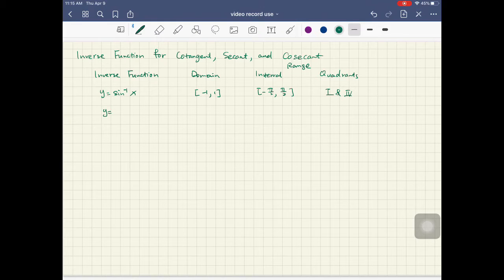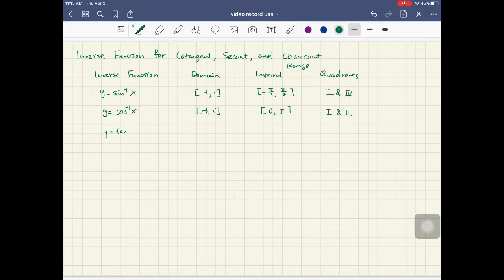If you're talking about y equal to cosine inverse, the domain is the same, -1 to 1. And then the range for the interval form is 0 to pi. In the quadrant version, it's going to be quadrant 1 and quadrant 2.